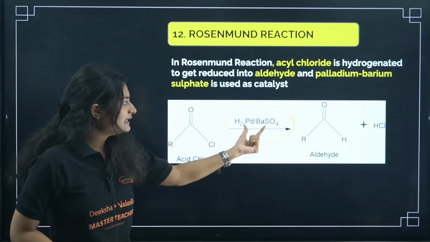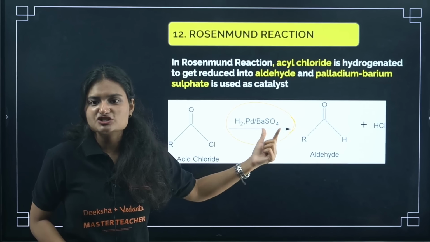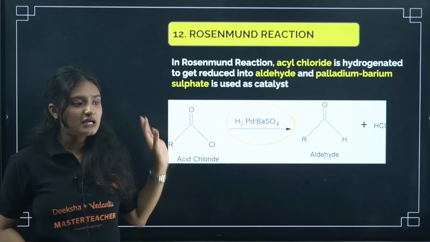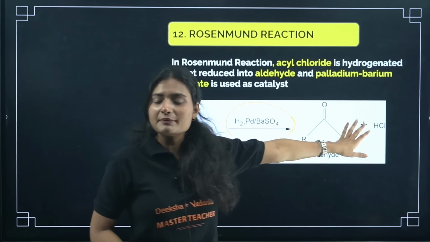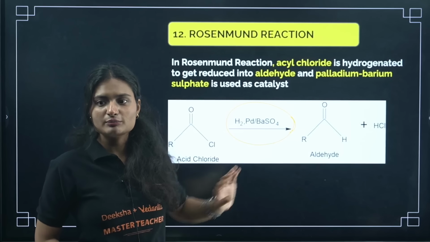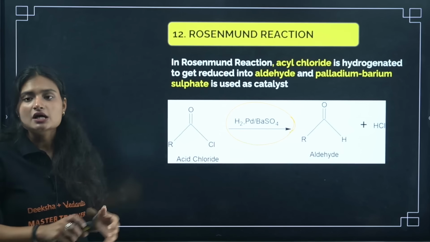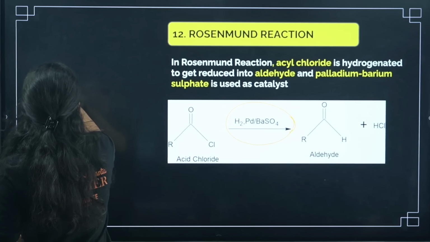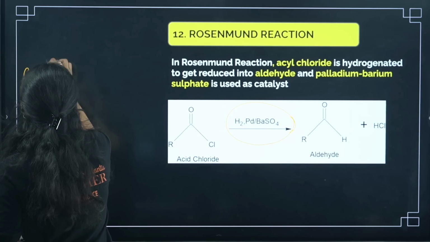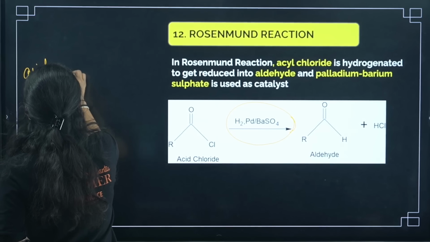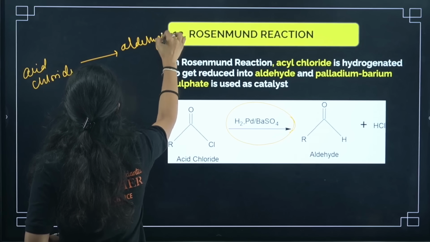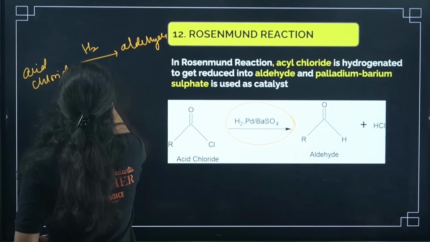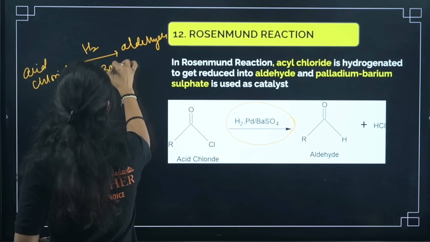We use palladium and BaSO4. BaSO4 is majorly used to poison this catalyst so that the reaction will not go further, because if the reaction did not stop here, we would get an alcohol. But we want it only till aldehyde. So again, Rosenmund reduction is used to convert acid chloride to aldehydes. And the reagents we use are hydrogen in the presence of palladium and BaSO4.